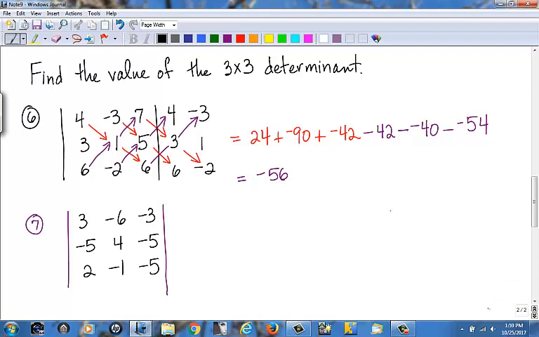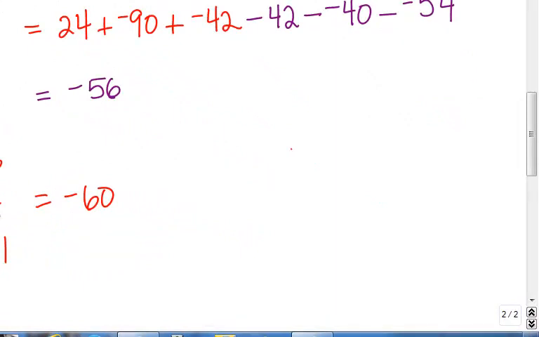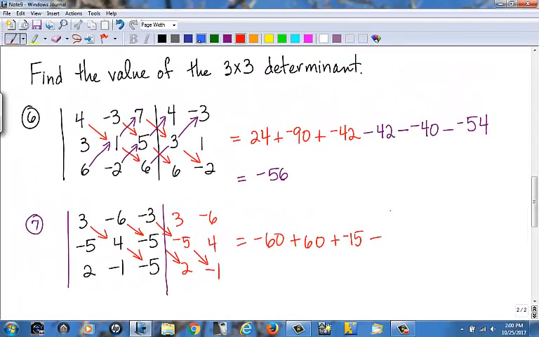Okay, let me finish this. Okay, so on this one, if you multiply down the diagonal to the right, you should end up with a negative 60. Oh, wait a minute. I forgot to write those out. Sorry. I need to copy these. You repeat the first 2 columns. Okay, now multiply. You end up with a negative 60. Multiply down the diagonals to the right, and you should get 60. Multiply down the diagonals to the right, 15, plus a negative 15, right? Negative 15. And then subtract the products coming back up.